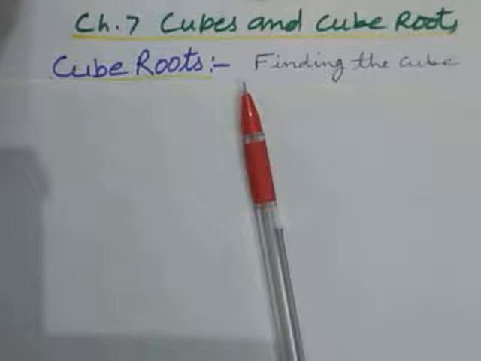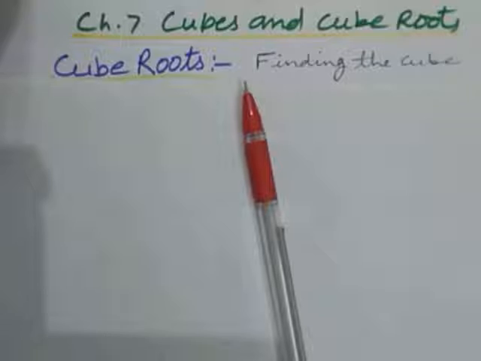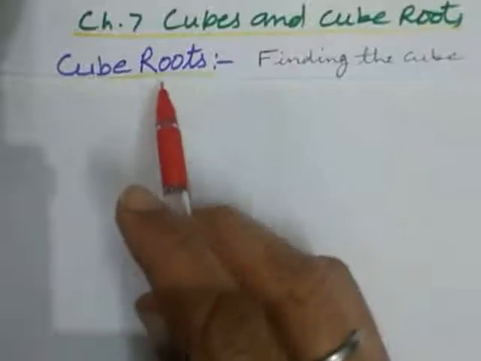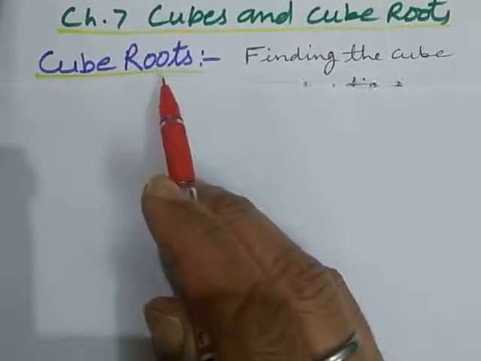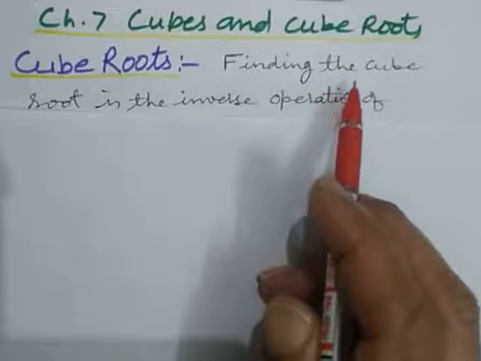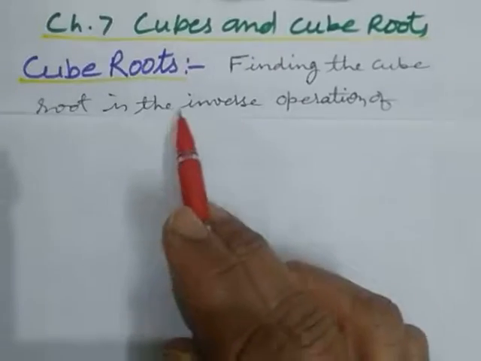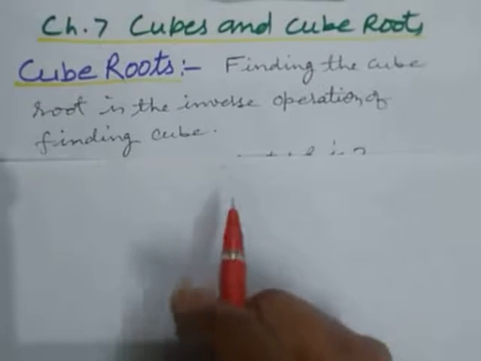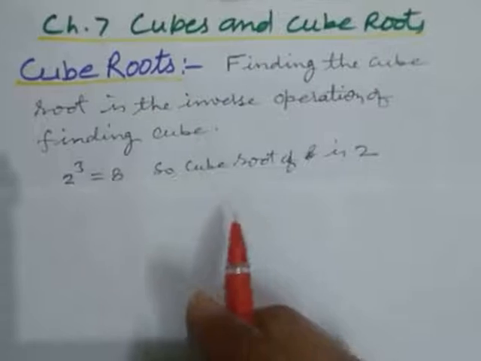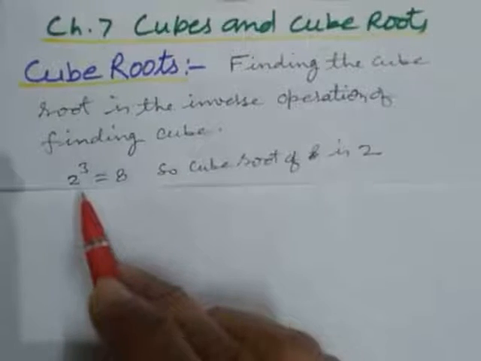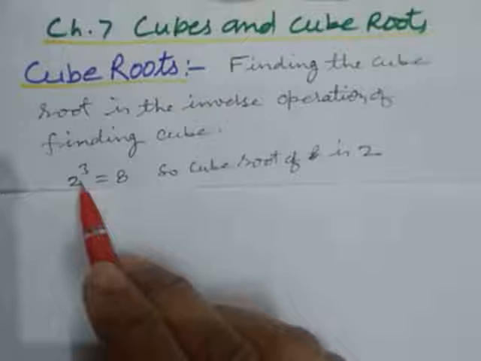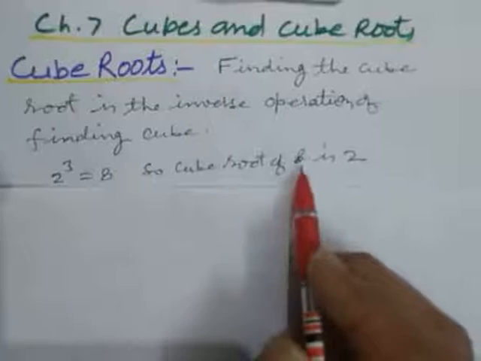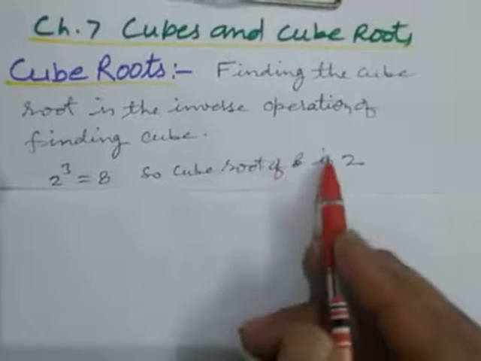Today we are continuing chapter 7, cubes and cube roots. Now we learn how to calculate cube roots. Finding the cube root is the inverse operation of finding the cube. Like this: the cube of 2 equals 8, so the cube root of 8 is 2. This is the inverse operation.